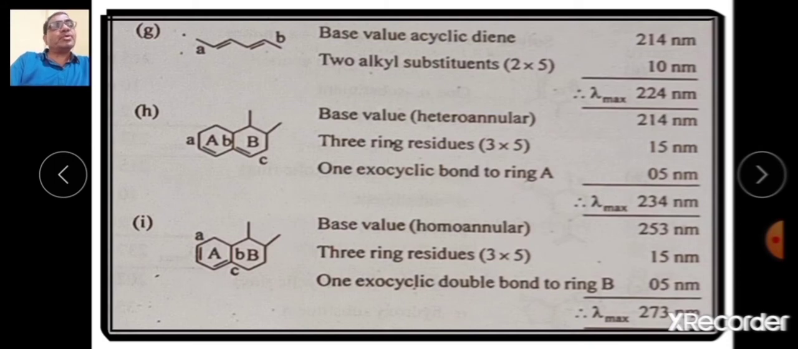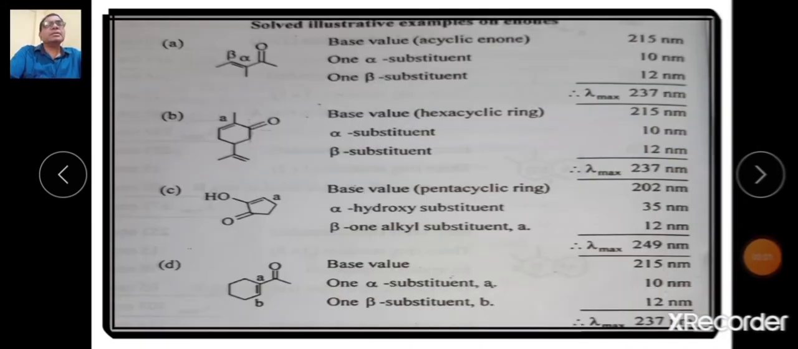Let us see the calculation of lambda max value in enones by using Woodward-Fieser rules. Now here the first example, the enone system is acyclic enone. Yes, I am showing here.